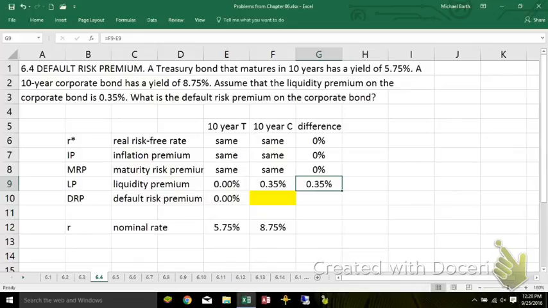And I can look at the difference between the yields on both of them, and the grand total difference is 3%. So if 0.35% plus the difference in these two numbers has to be 3%, the default risk premium has to be the other 2.65%. Okay, so the total difference in yield between these two, the 3% difference, is a little bit of liquidity premium and a lot of default risk premium.